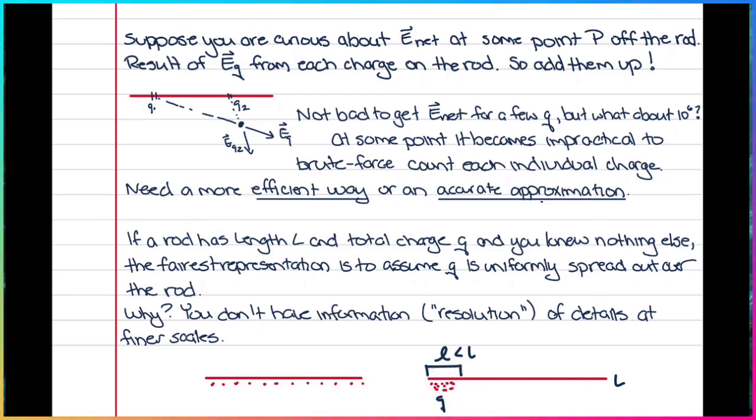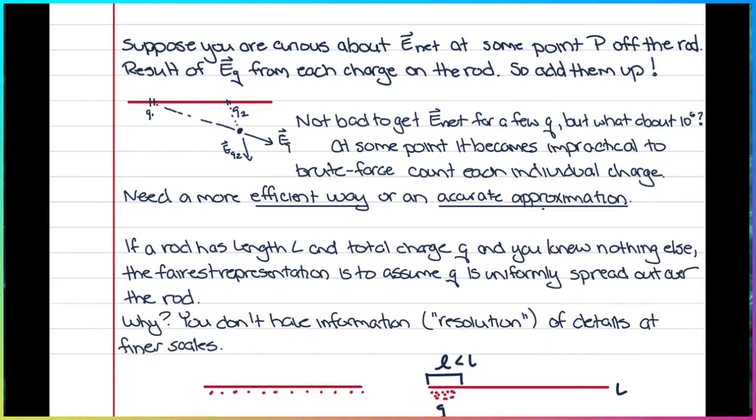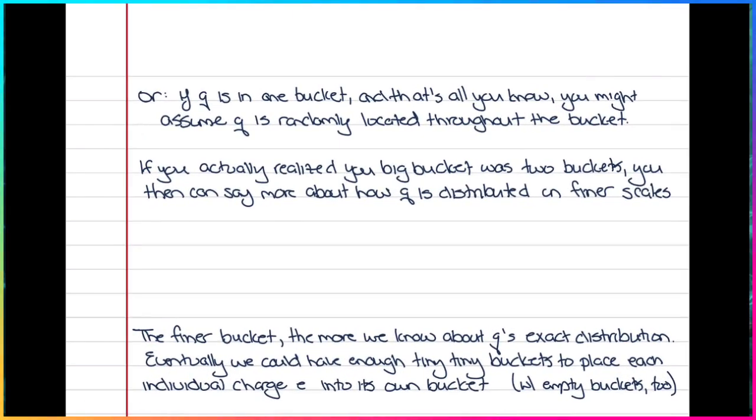So if we think about that, and if thinking of things over a resolution of L is confusing, then maybe think of it like a bucket. The pixel is the basic idea of what I'm trying to go for here. If you had one bucket and there was a charge Q within that bucket, and that's all you knew, the fairest thing to say is that there's Q within this bucket, but where all those individual charges are located is anyone's guess. So you might assume that they're randomly located or uniformly spread out in the bucket.